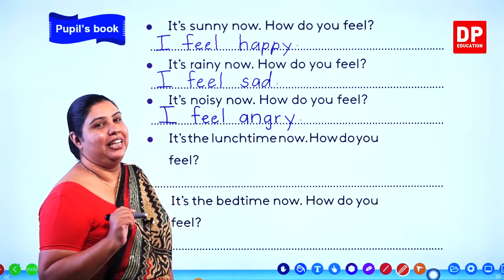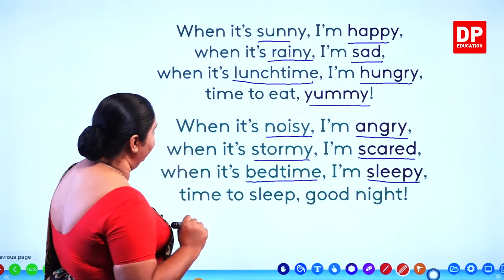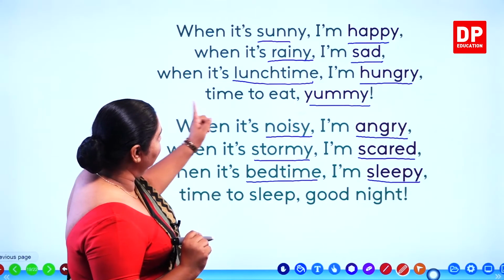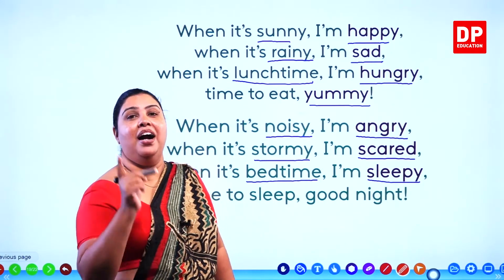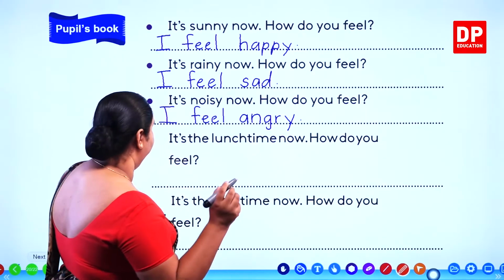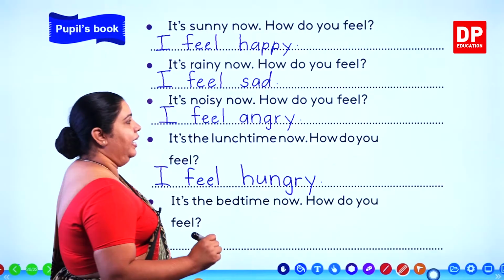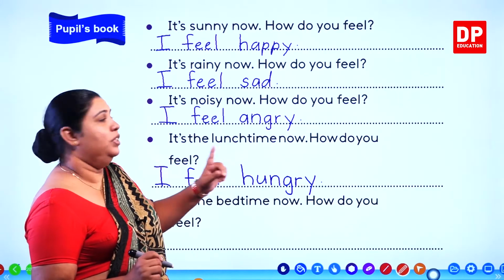It's the lunchtime now. How do you feel? When it is the lunchtime, how do you feel, children? Look at the poem. When it's lunchtime, I'm hungry. That's right. When it's lunchtime, how do you feel? I feel hungry. H-U-N-G-R-Y. Start with a capital letter, end the sentence with a full stop.